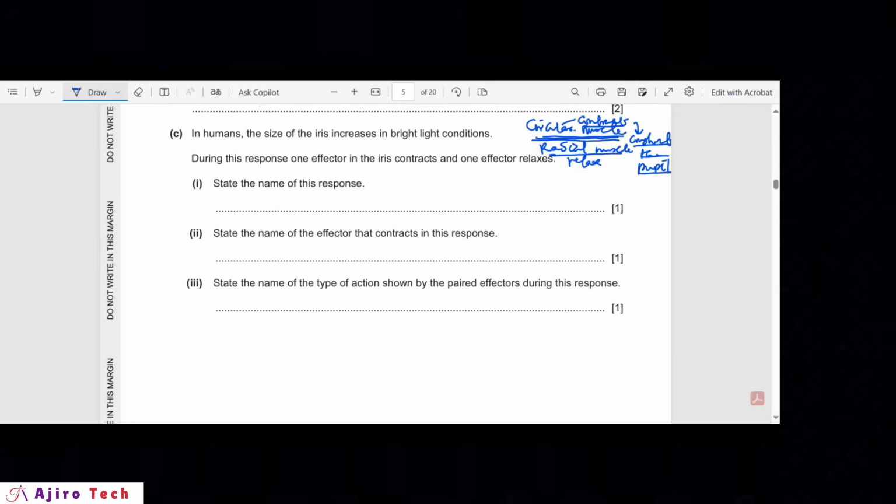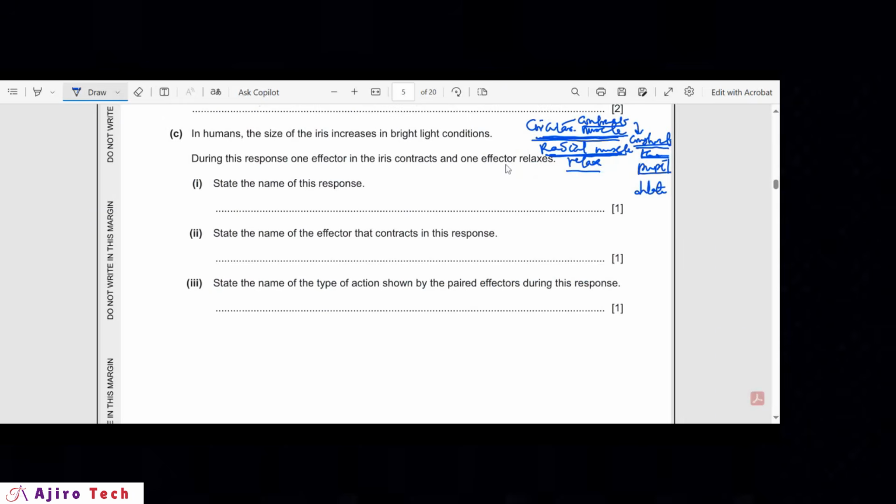Because these two muscles are antagonistic. So when the circular muscles contract, the radial muscle will relax and the pupil will constrict. Now, for the pupil to dilate, it means that the radial muscle will be the one to contract. The circular muscle will relax. So during this response, one effector in the iris contracts and one effector relaxes.